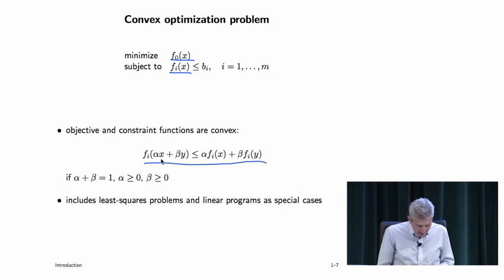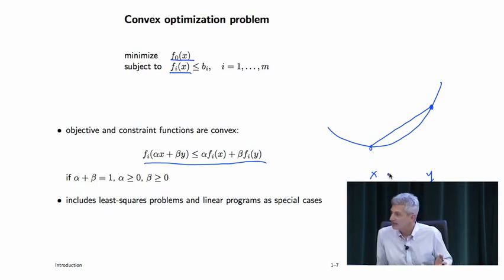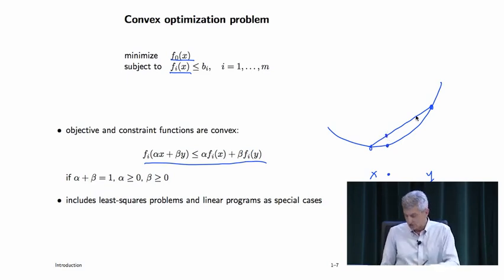It says that if you take a weighted average of x and y, and you evaluate the function there, that's less than the same weighted average of the function values. And that's basically a picture that looks like this, right? If you take x here and y here, and you take some combination like alpha is 0.25, beta is 0.75, and you go here, then if you evaluate it at that mixture, the function is less than just the same mixture of the function values, right? Or to put it in classical language, the chord lies above the graph.